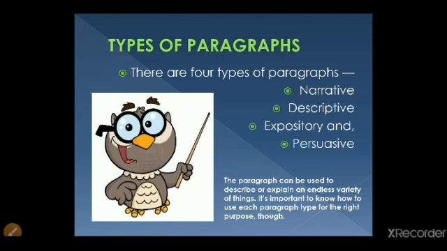The paragraph can be used to describe or explain an endless variety of things. It's important to know how to use each paragraph type for the right purpose though. So children, there are 4 types of writing or 4 types of paragraphs, that is narrative, descriptive, expository and persuasive. If you want to write a perfect paragraph, you need to understand what these kinds mean.